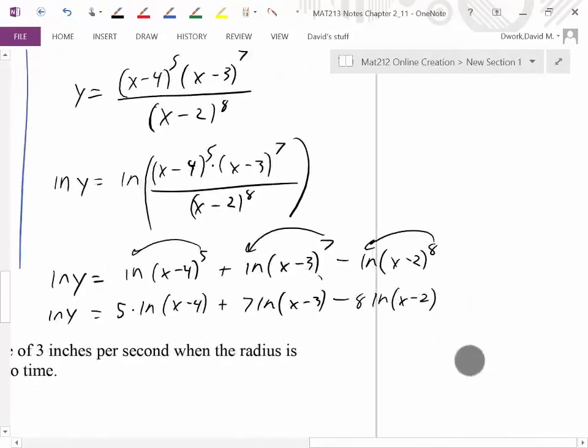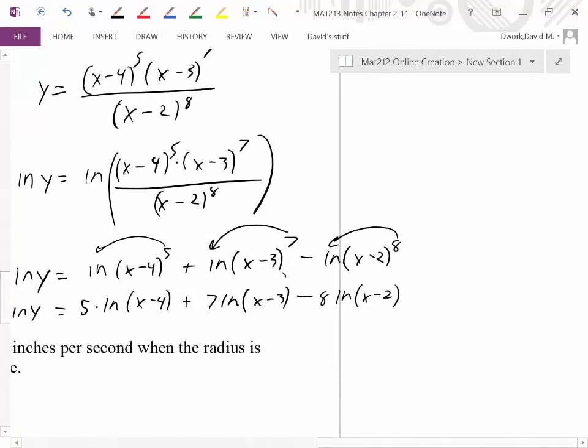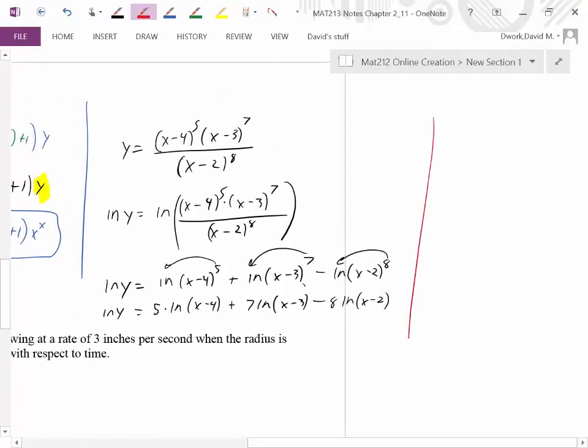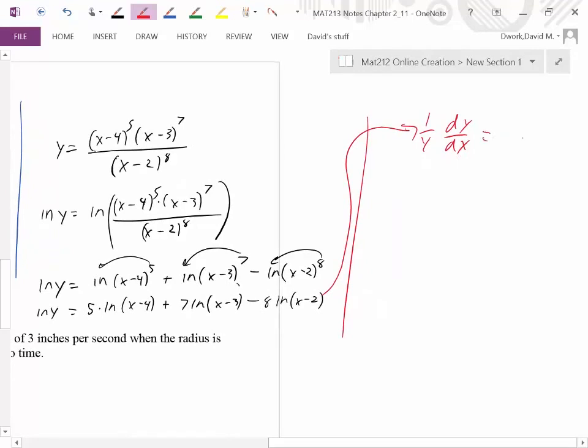Now, why is that actually helpful? Well, now if I do the derivative, these derivatives just became super simple. And the derivative of natural log, well, hey, that's just 1 over the junk, right? So here we go. This derivative, going up to here, the derivative would be 1 over y dy/dx, because the derivative of y is dy/dx.